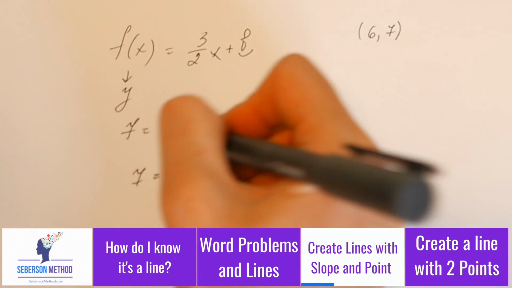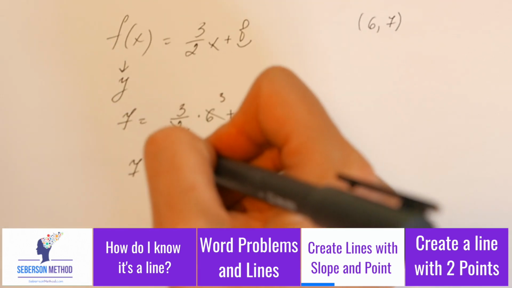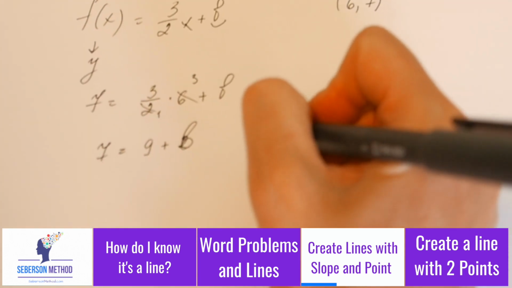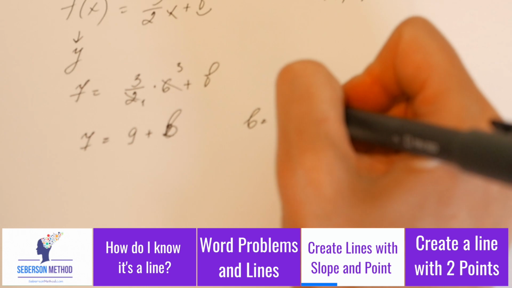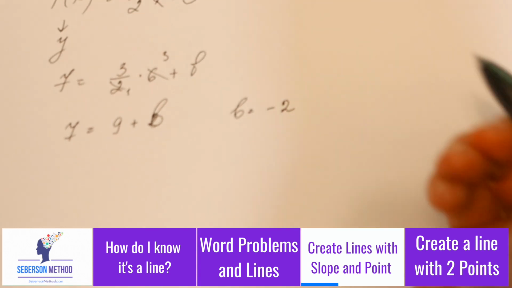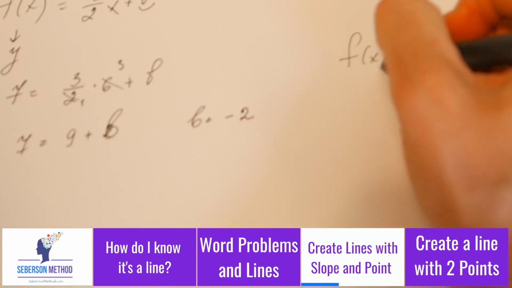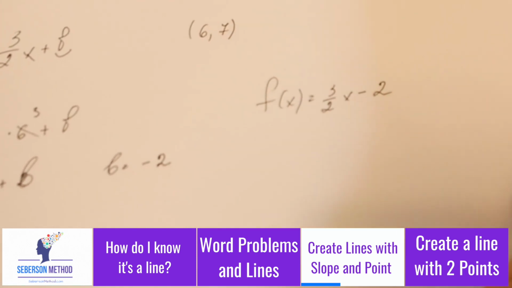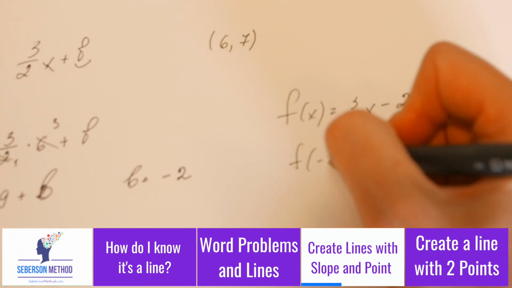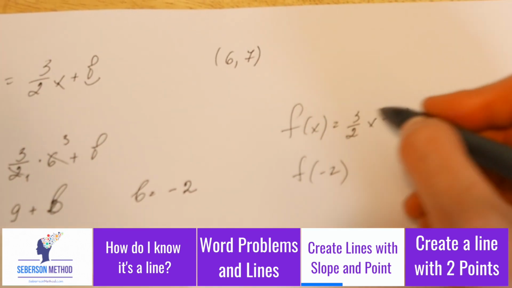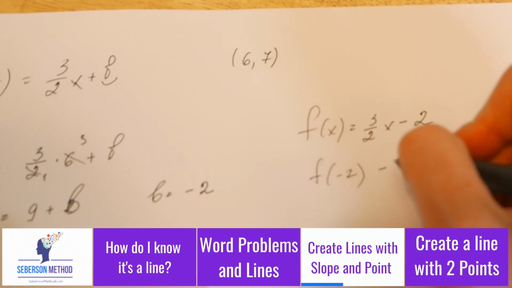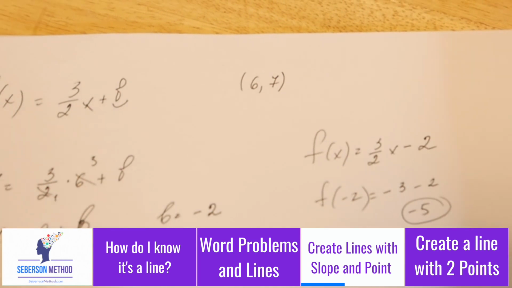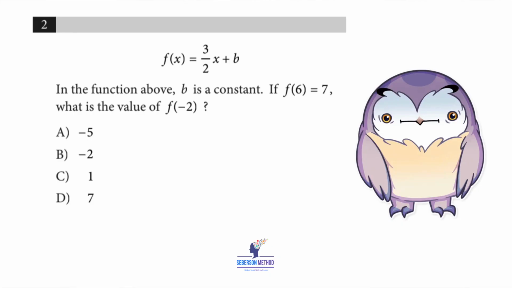7 equals, we're just going to cancel that. This is 1, this is 3. 9 plus b. And I already started writing out that b is going to be -2. So what is our full equation? It's f of x equals 3/2 x minus 2. Well, how do we find f of negative 2? We're just going to plug in negative 2 into this equation, and we're going to get negative 3 minus 2, which is going to be negative 5, which is going to be our answer, and the answer is A.